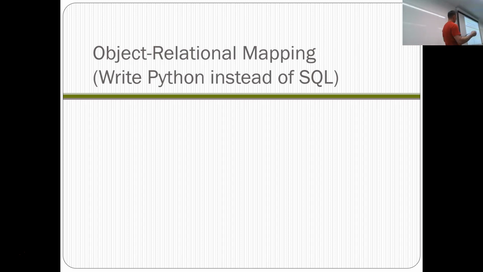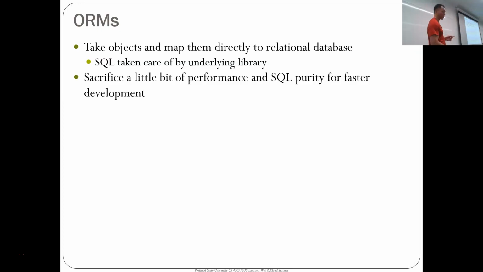One of the things that people like to do is, hey, I don't want to learn multiple programming languages. I just want to learn my Python, and then just have the Python translate the Python into SQL. So this is called object relational mapping. And so these things are called ORMs.